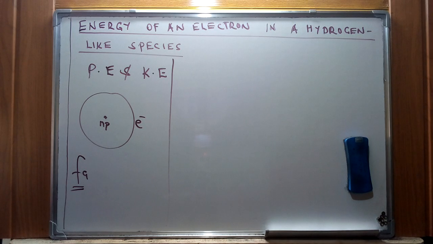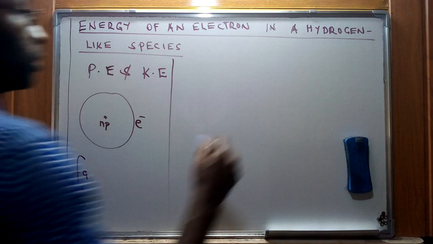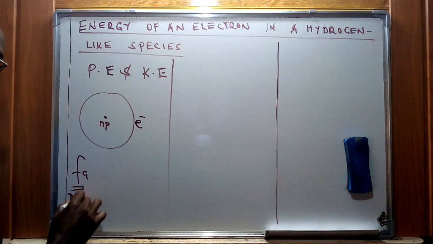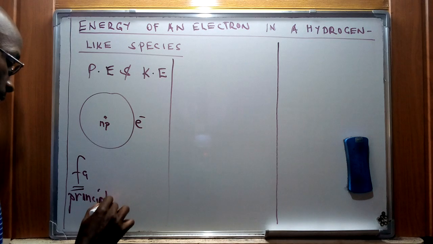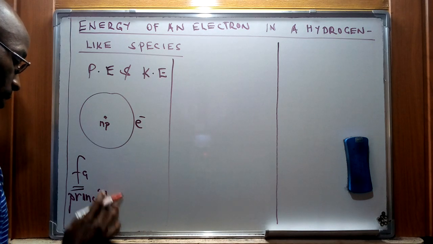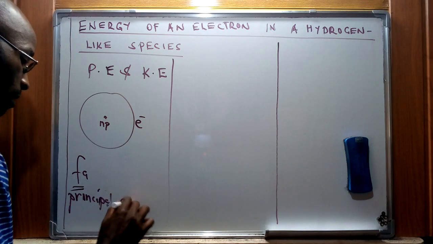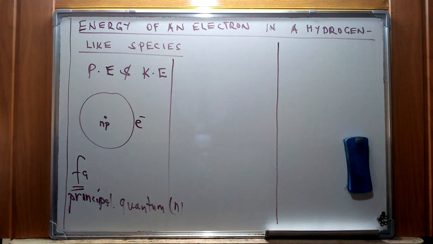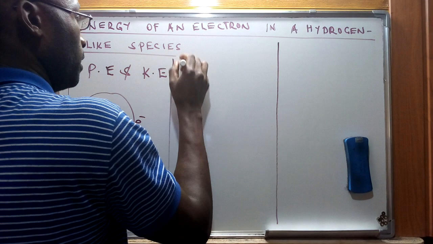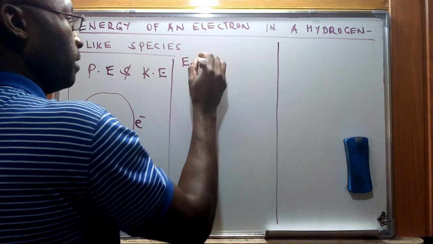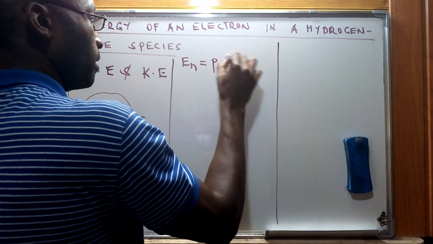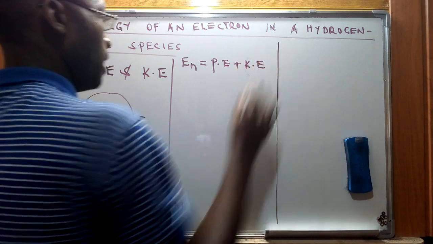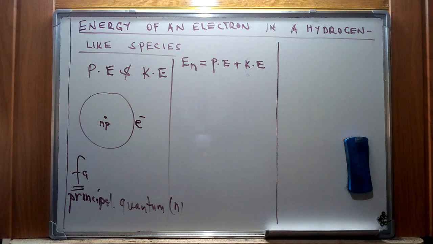We had looked at the concept of the principal quantum number that gives the energy levels, and we had given it the symbol n. So, to describe the energy at a particular level n, it is going to be the sum of the potential energy at that level and the kinetic energy, which will be given as such.